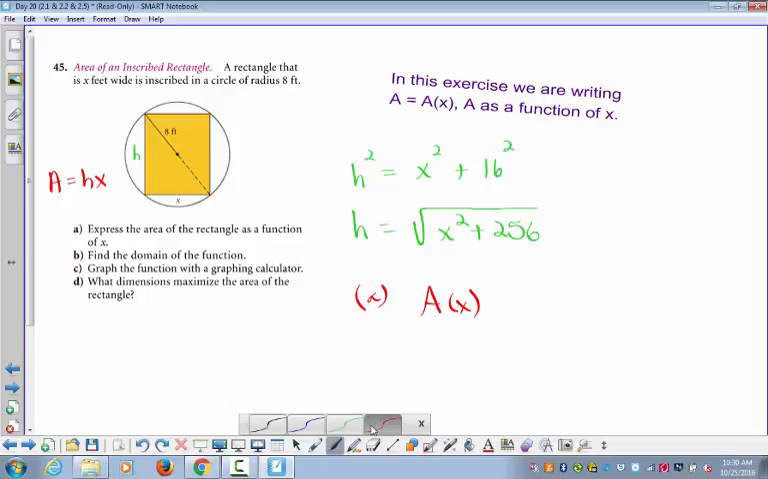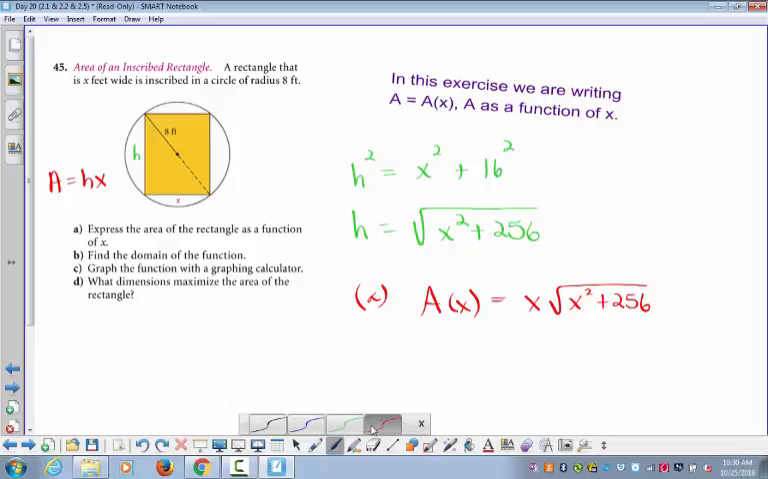So for the area, to force it to be a function of one variable so we can do calculus on it, we rewrite the height as a function of x, and we can then use that to find the area here. So the area is going to be x times, we're basically just substituting, right? So that would be the area of the rectangle as a function of x.